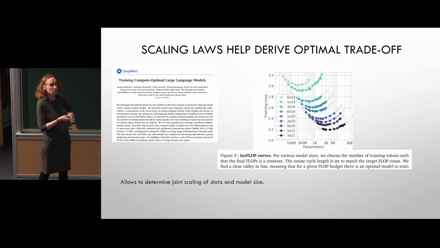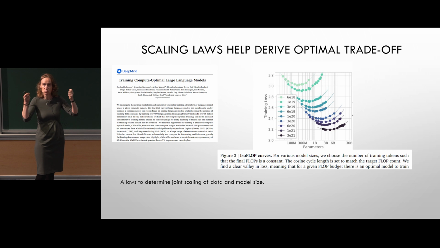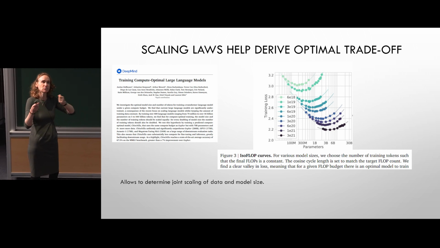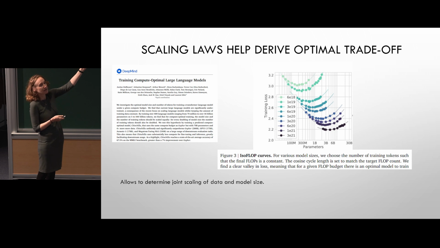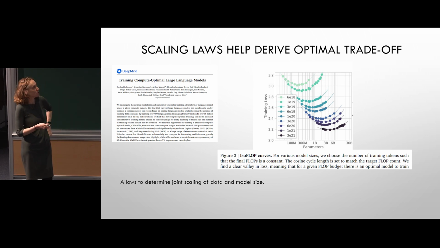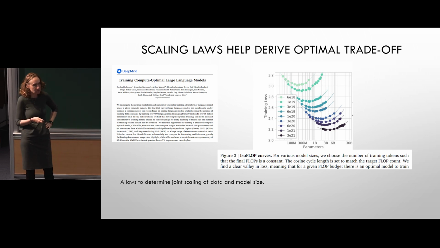They're also used to understand how to trade off, for instance, parameters versus data. So you can draw these isoflop curves where you have some sort of currency: one data costs me as much as, whatever, 2 parameters. And you can find the sweet spot, where you know what trade-off to have between data and size of the model. And there are various works that show various of these trade-offs.